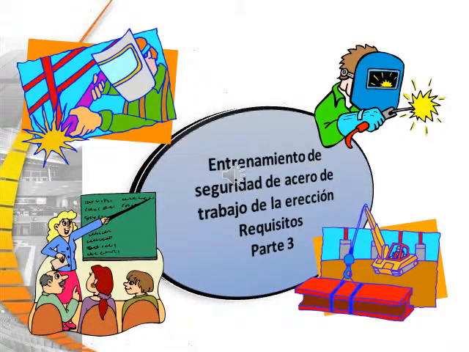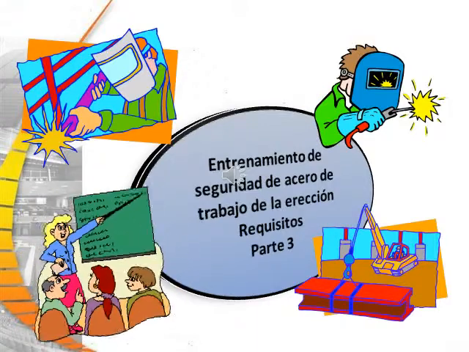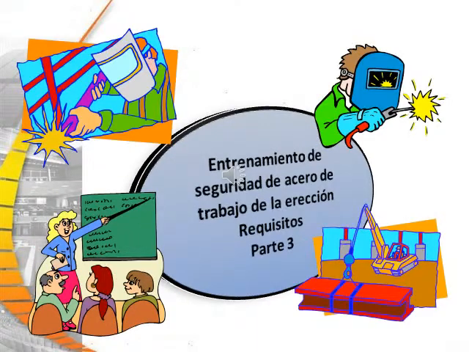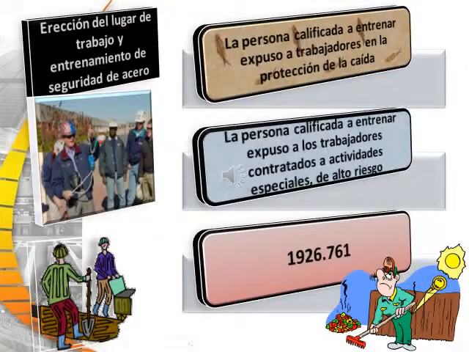Part 3. Steel Erection Job Safety Training Requirements. Safety training requirements call for a qualified person to train exposed workers in fall protection. The qualified person should train exposed workers in special high-risk activities, as covered under .761.